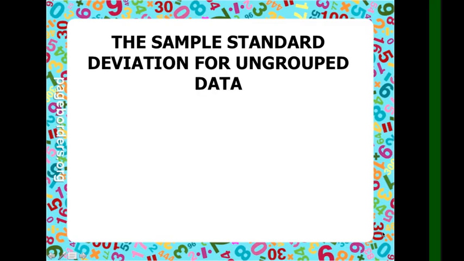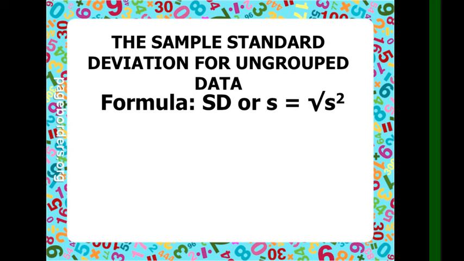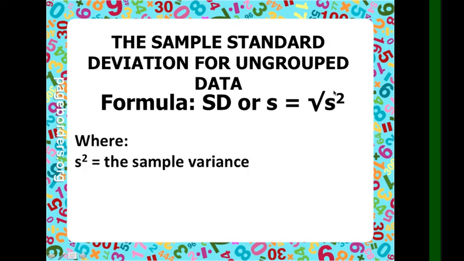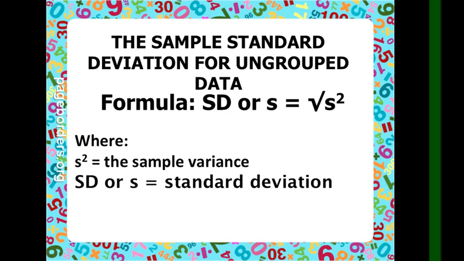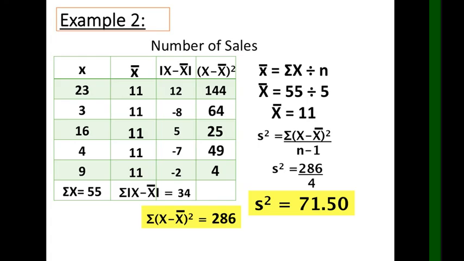To get the standard deviation, we have this formula. Just get the square root of the variance. So where s squared is the sample variance, and SD or s is the standard deviation. So based from our answer a while ago, we have a variance of 71.50. So get the square root of this. Okay?